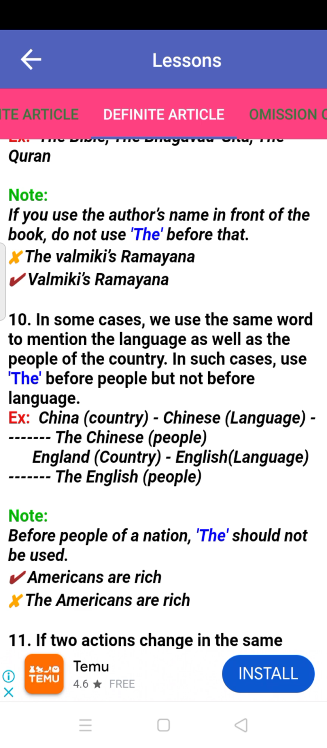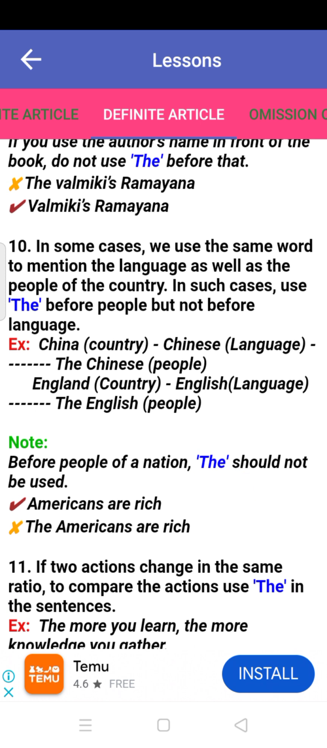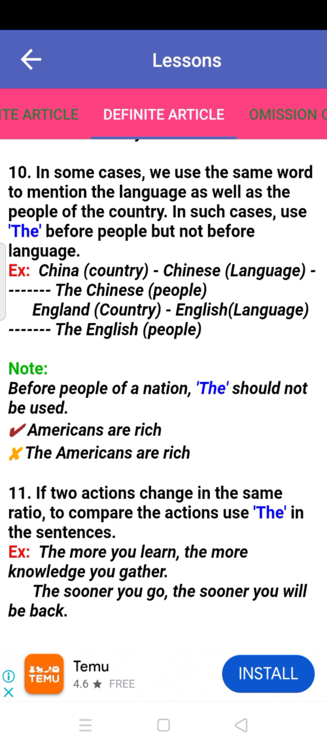If you want to write the author name, the author of the book, we don't add "the" before the author names. The tenth one is, in some cases we use the same word to mention the language as well as the people of the country. In such cases, use "the" before people but not before language. China is the country. At the same time, Chinese is the language. So at the same time, "the Chinese" is the people. So to mention a people, we use "the".